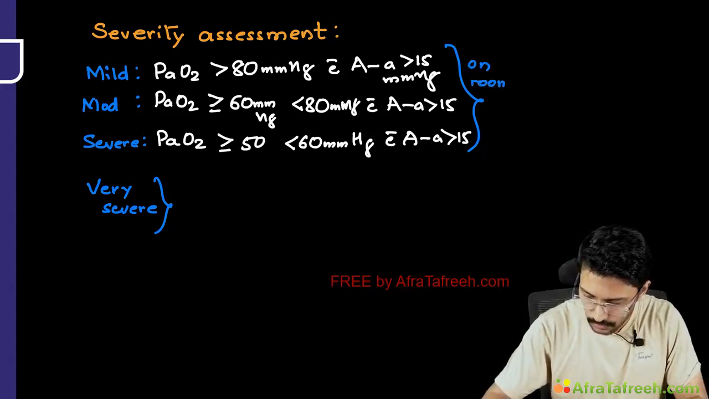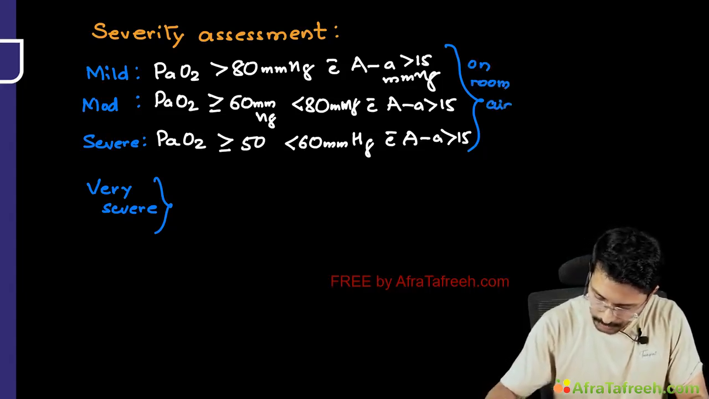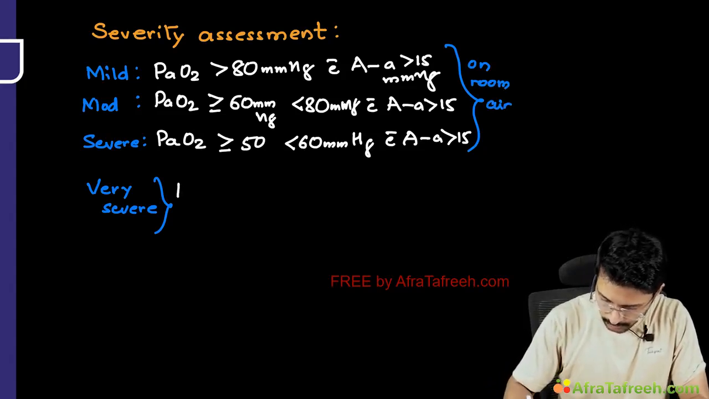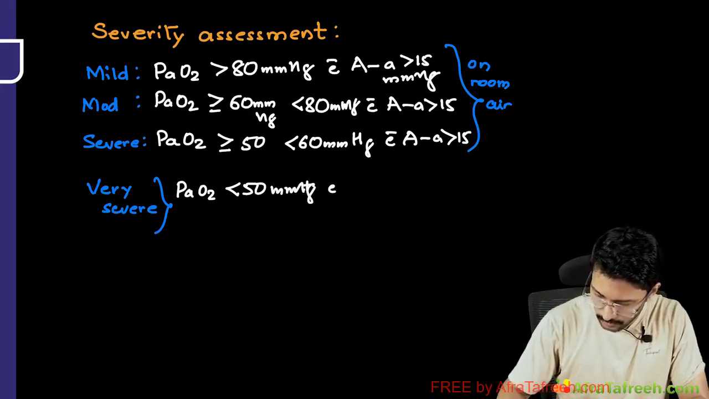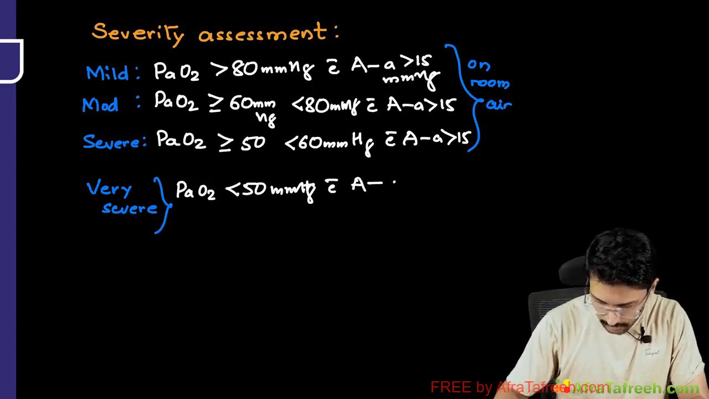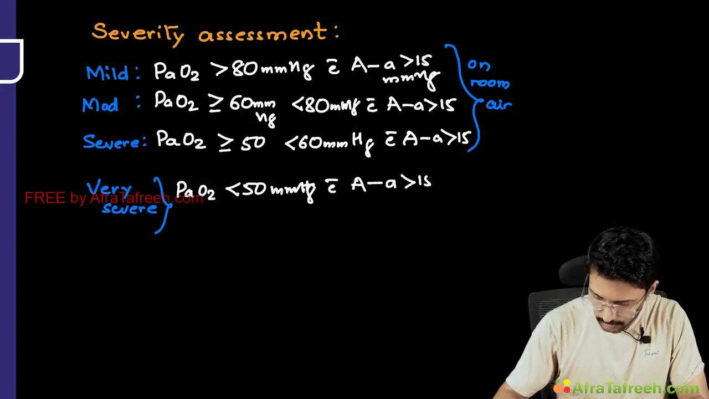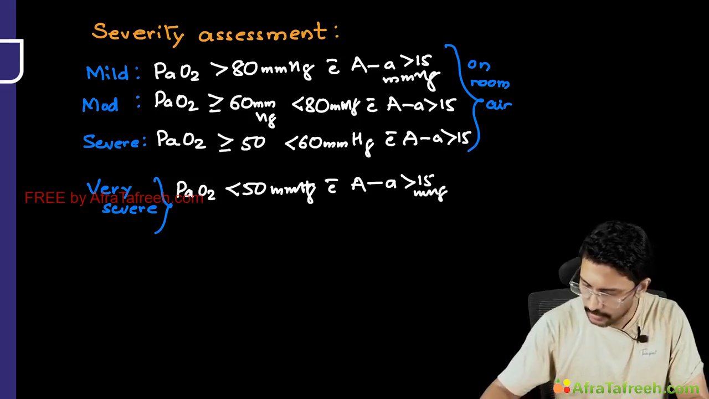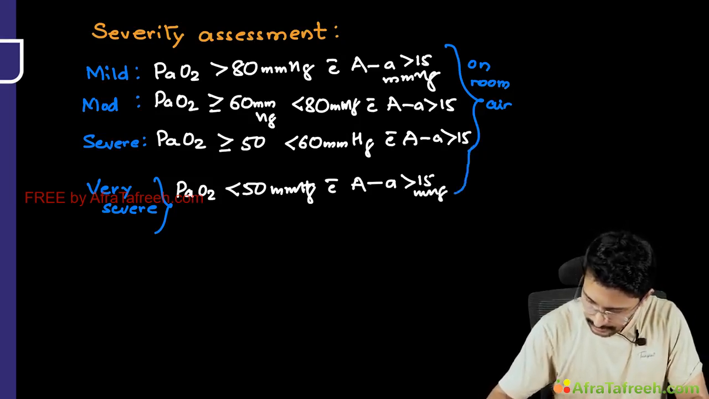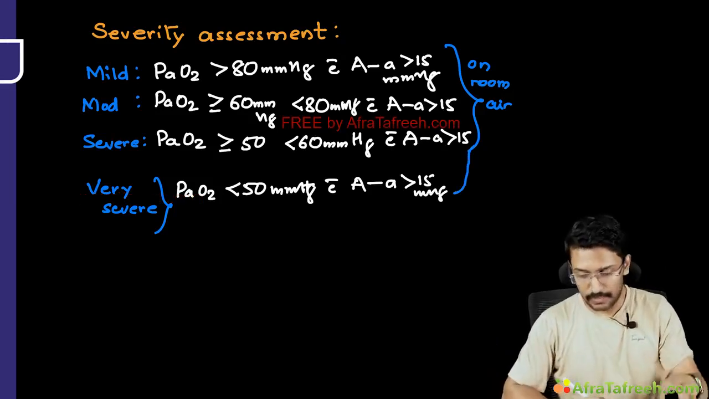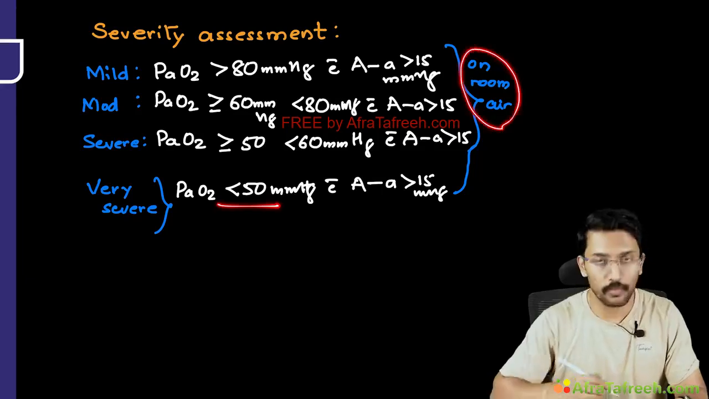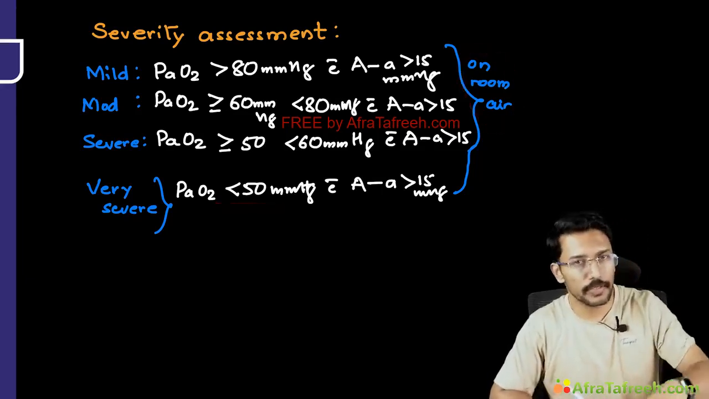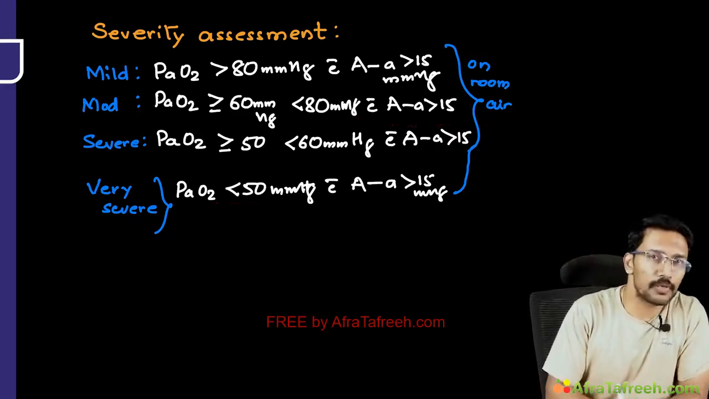On room air. Now if the patient continues to be on room air, then when PaO2 is less than 50 millimeters of mercury and I have my alveolar arterial gradient of more than 15 millimeters of mercury, that will be counted as very severe. So please remember, very severe when it is less than 50 when the patient is breathing on room air. But what happens in clinical practice is patients who have very severe hepatopulmonary syndrome, right?